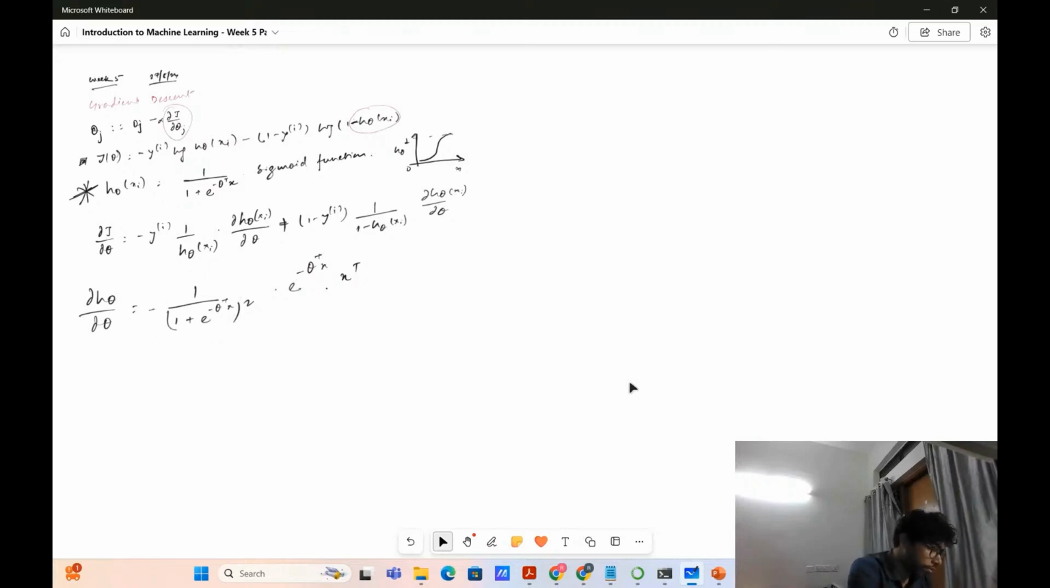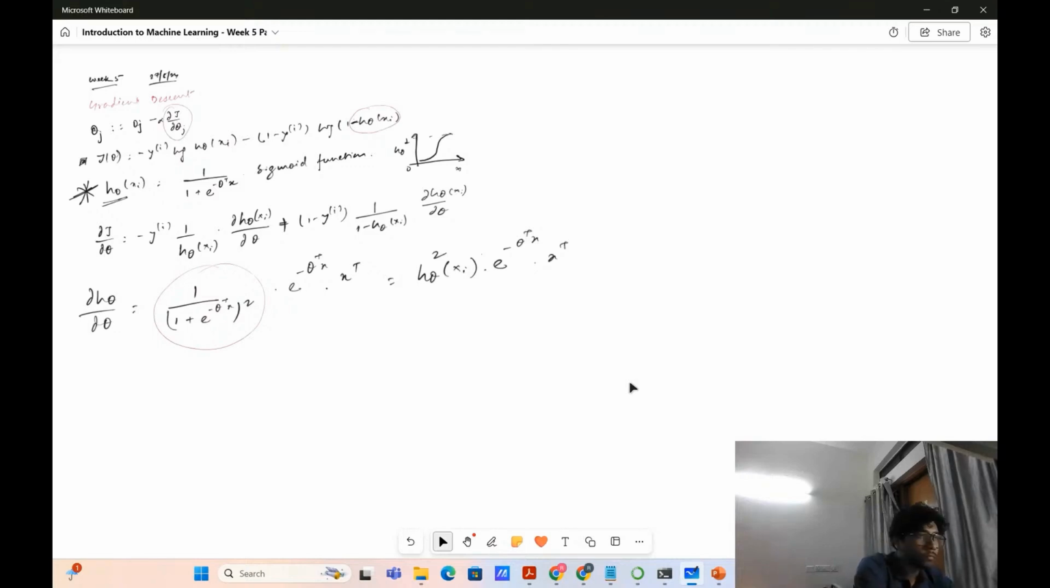Now, this can be written as h theta square. So what is this term? This term is basically h theta square, right? If you see, h theta is this thing, this is just the square of that times e to the power of minus theta transpose x times x transpose, right? We can write it like this.